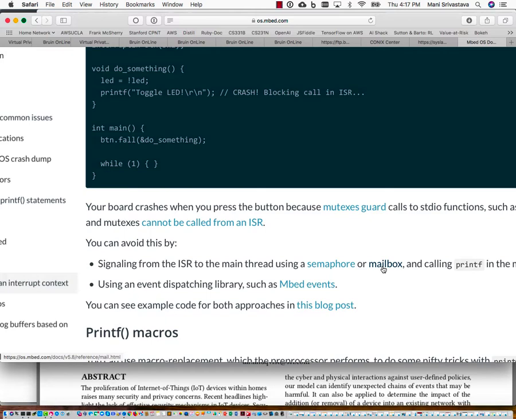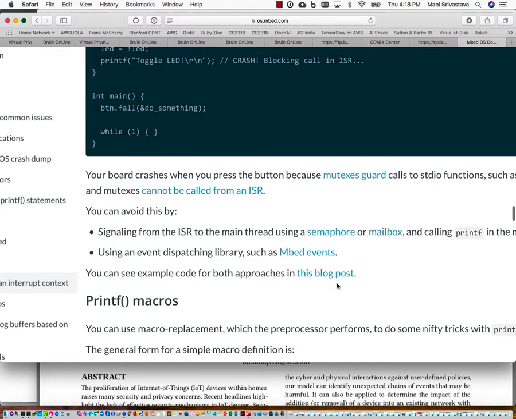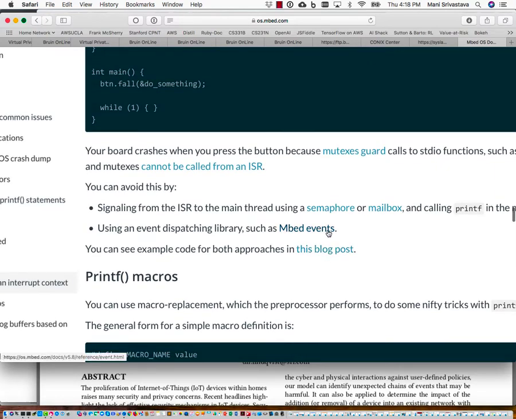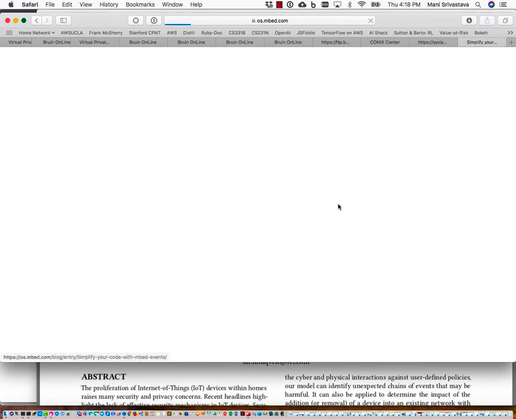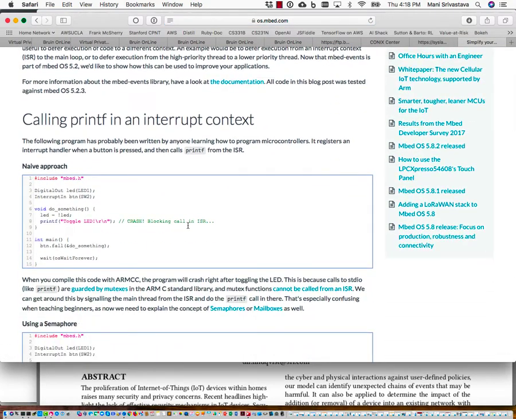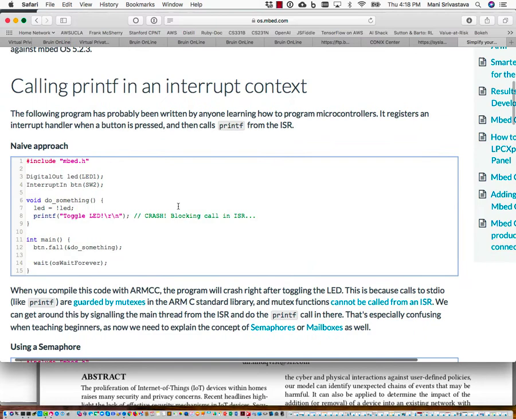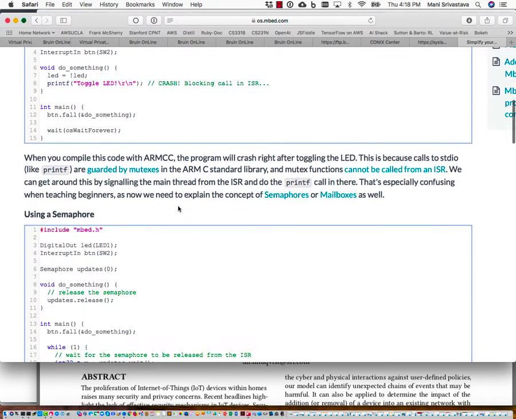So generally speaking, therefore, you have to figure out a way of letting some background thread handle it. You could certainly do it using a semaphore and all, but the clean abstraction in this case is to use the embed events, okay? And let's see how that works. So they have a nice blog post describing that. So again, the naive approach won't work.